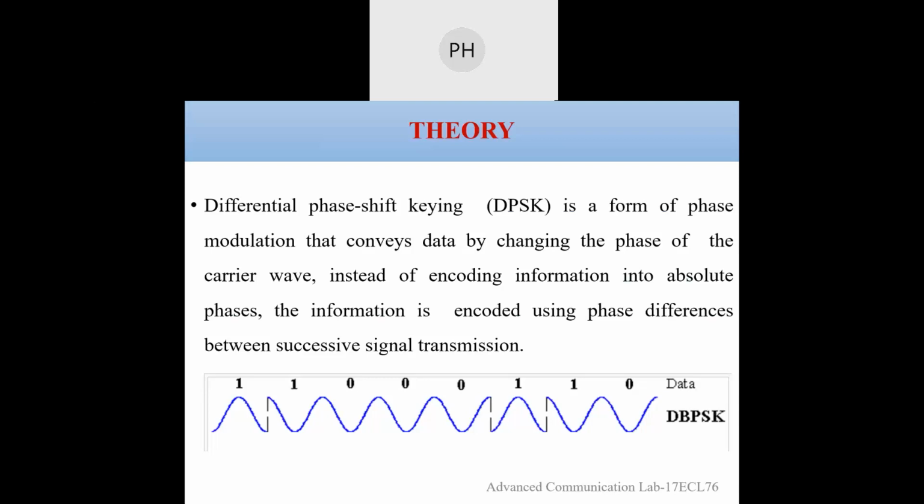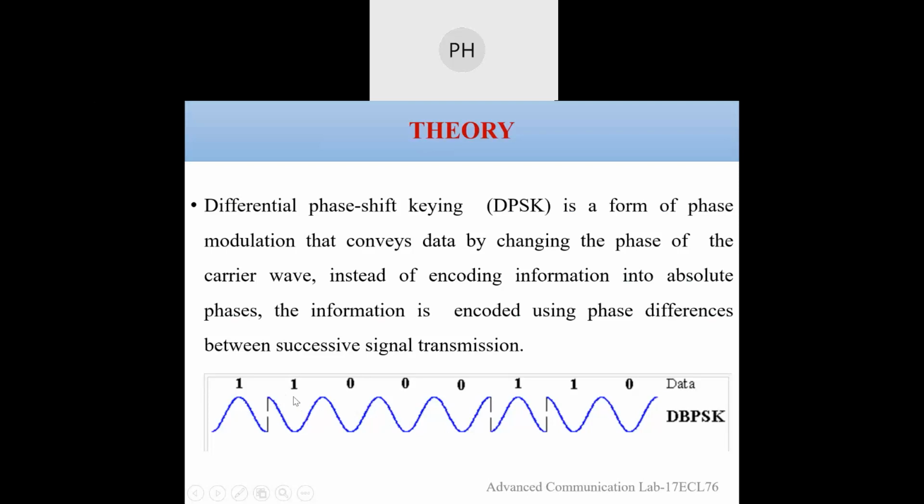Differential phase shift keying is a form of modulation in which the data is conveyed by changing the phase of the carrier wave. In DPSK, instead of encoding information into absolute phases, the information is encoded using phase differences between successive signal transmissions. So this shows the DPSK signal, that is differential binary phase shift keying. In this, binary 1 is transmitted by adding 180 degrees to the current phase, and binary 0 is transmitted by adding 0 degrees to the current phase.